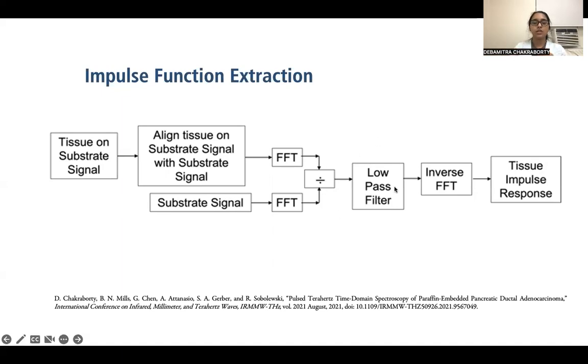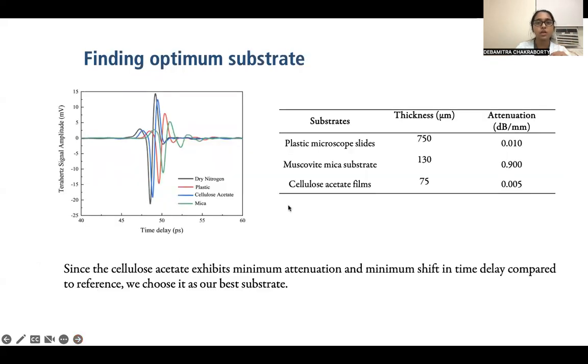Then we pass it through a low pass filter, because as we are doing the data analysis in the frequency domain, often we see that there are noises present in the high frequency domain. So it's necessary to pass it through a low pass filter. Then we take an inverse FFT, and finally what we get is the tissue impulse response. This step is necessary because, especially for thin tissue sections, the substrate contribution is very dominant compared to the tissue contribution.